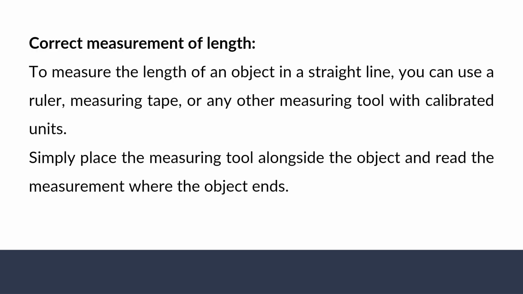Correct measurement of length, measurement of the length of a curved line, moving things around us. Correct measurement of length. To measure the length of an object in a straight line, you can use a ruler, measuring tape, or any other measuring tool with calibrated units. Simply place the measuring tool alongside the object and read the measurement where the object ends.